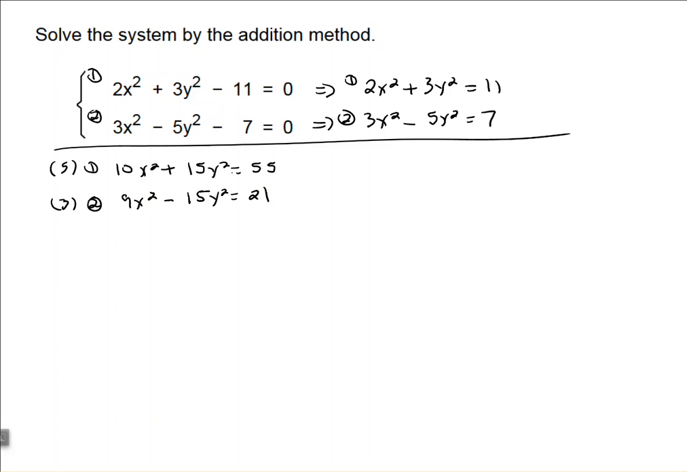Okay, now we are going to combine these two equations, eliminating the y variable. So we get 19 times x squared equals 76. Divide both sides by 19, and x squared equals 4. So again, we need to take the square root of each side to find that x equals positive or negative 2.